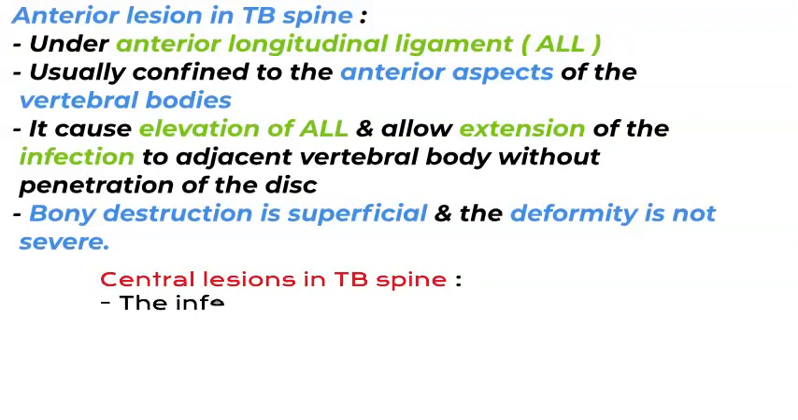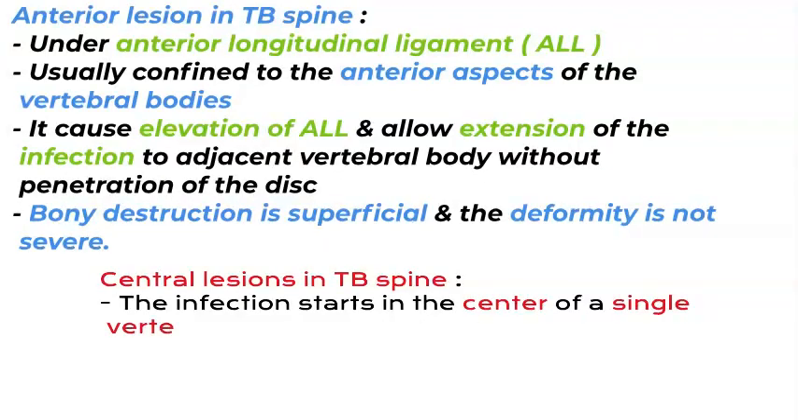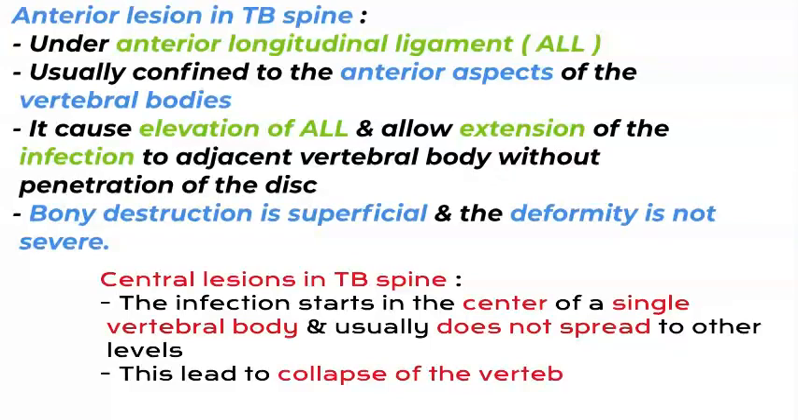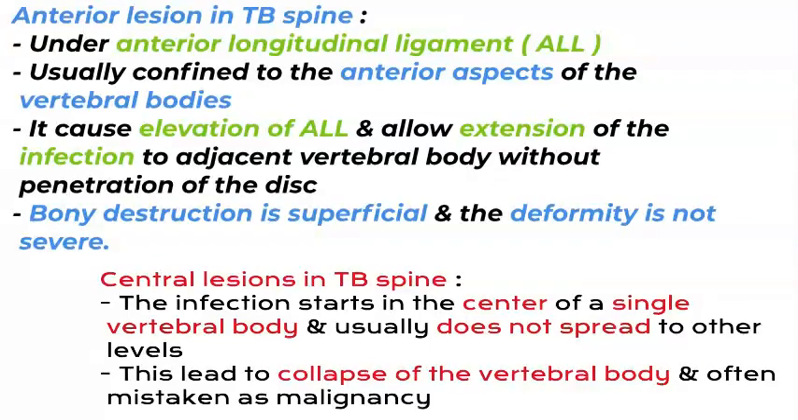For central lesion in TB spine, the infection starts in the center of a single vertebral body and usually does not spread to other levels. This leads to collapse of the vertebral body and often mistaken as malignancy or pathological fracture.